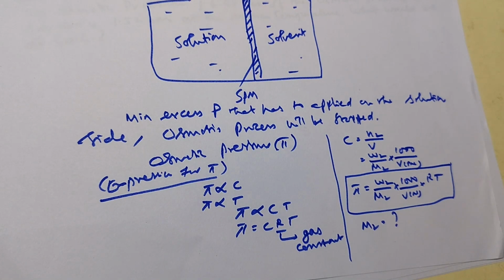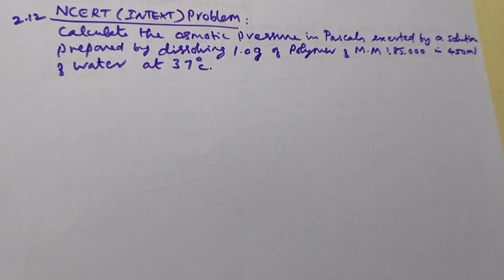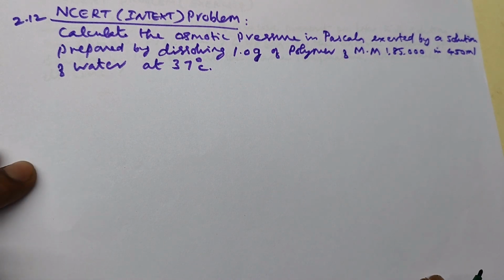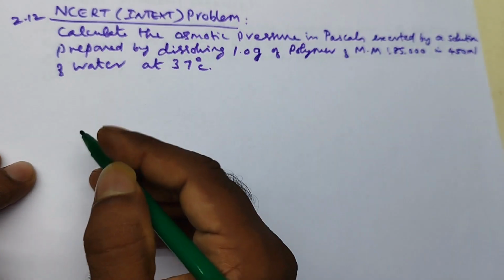Next, we will see some examples from the NCERT in-text questions as well as exercise problems. Let us work out the NCERT in-text problem. Calculate the osmotic pressure in pascals exerted by a solution prepared by dissolving 1 gram of polymer of molecular mass 1,85,000 in 450 ml of water at 37 degrees centigrade. First, you have to see it's an in-text problem 2.12.